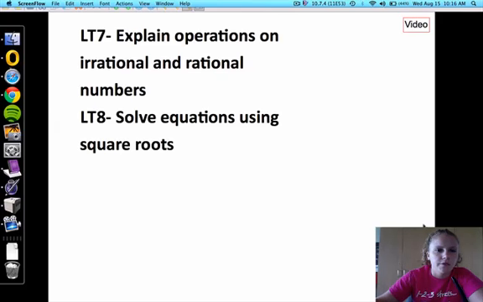Hi guys, this video is going to be on learning targets 7 and 8. We are going to explain operations on irrational and rational numbers and learn what those are. And we're also going to solve equations using square roots.